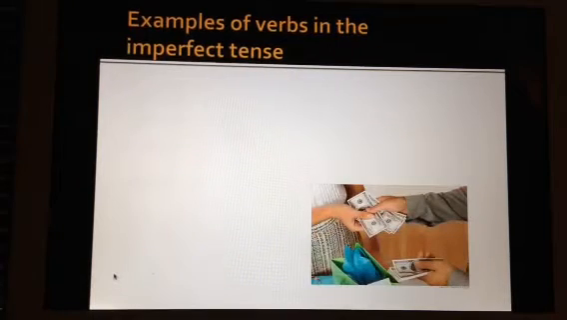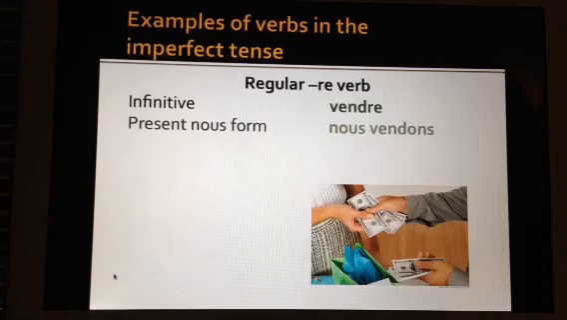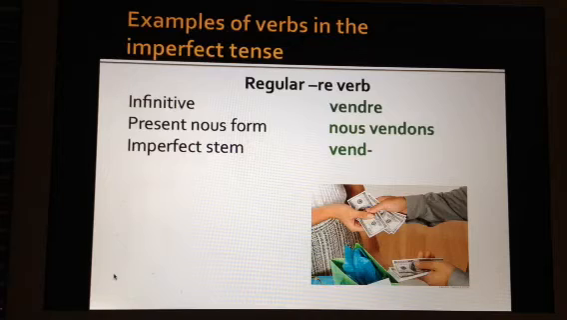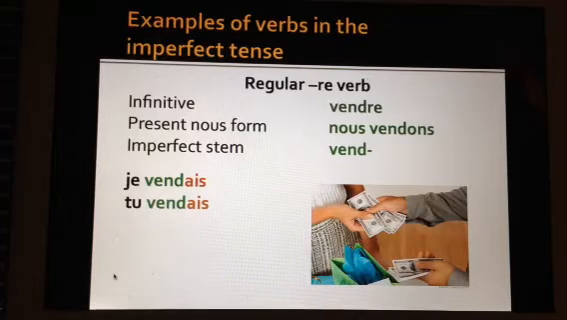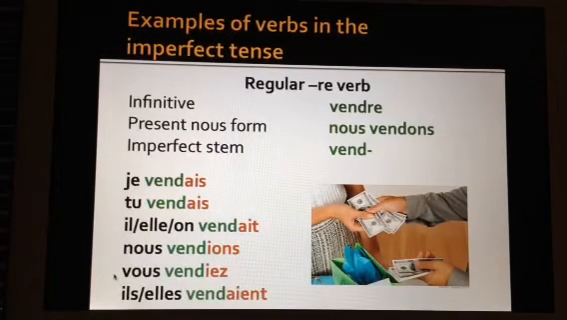For re verbs, our example is vendre. Vendre is to sell. For re verbs, drop the re and add ons to get your nous form. So our stem is just vend for this one. So for re verbs, just like er verbs, really all you're doing is dropping the last two letters, er or re. And here are our forms. Je vendais, tu vendais, il, elle, on vendait, nous vendions, vous vendiez, ils, elles vendaient.